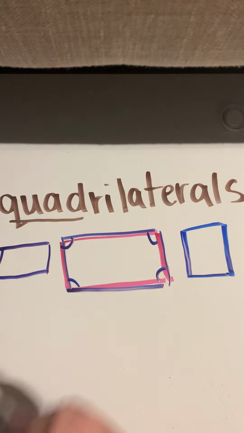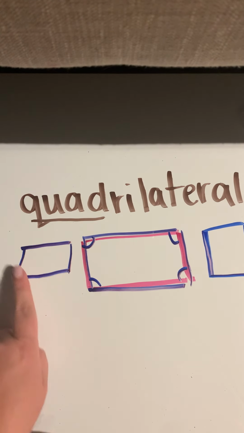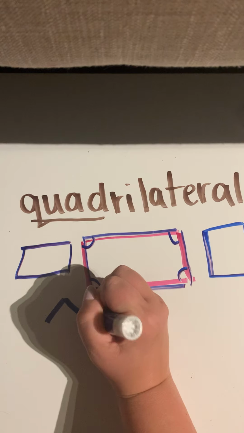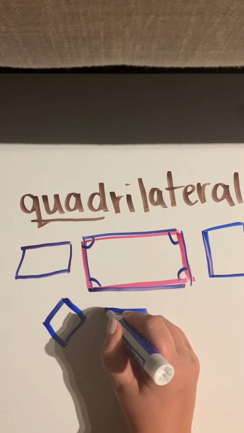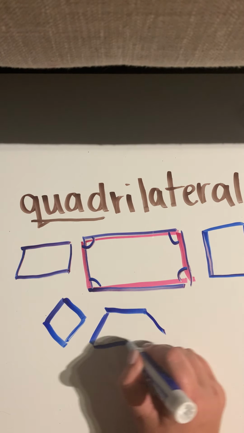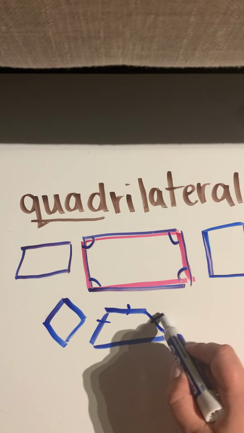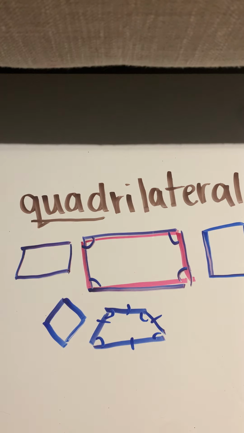Is this a quadrilateral? Does it have 4 sides and 4 angles? Yes. What about a rhombus? Is that a quadrilateral? Sure is. And here comes the trapezoid. Is a trapezoid a quadrilateral? Does it have 4 sides and 4 angles? Yes, it does.